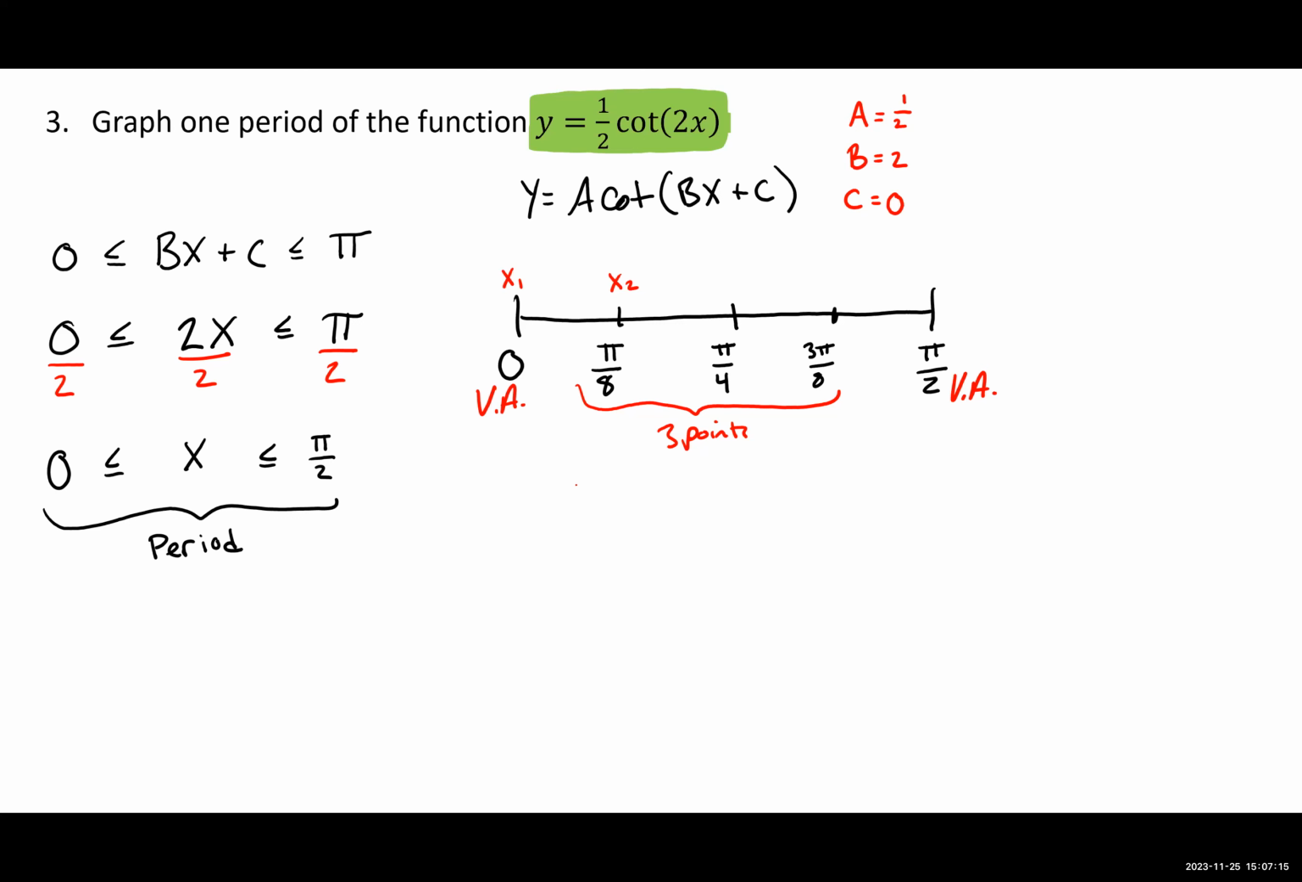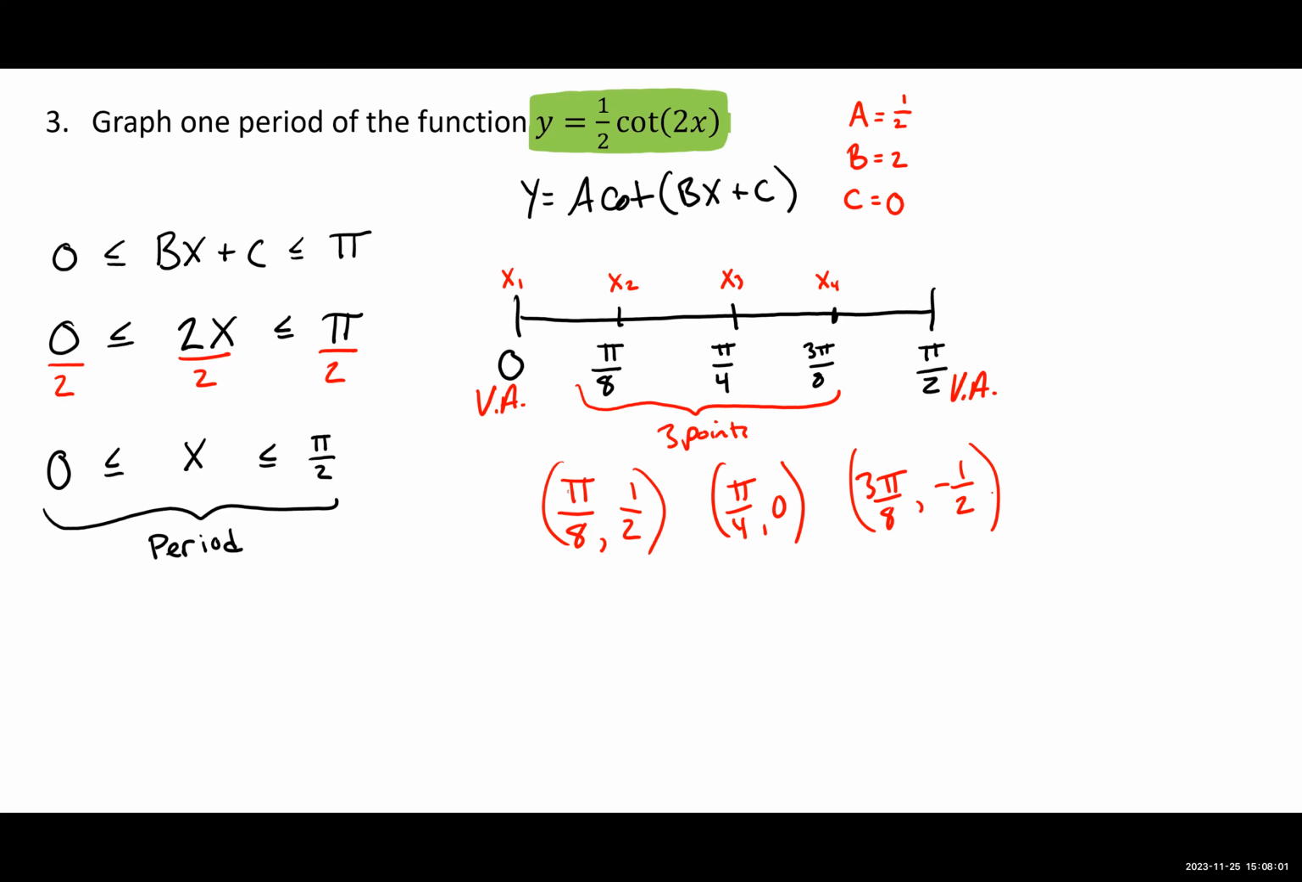x2, comma, a. So that's pi over 8, comma, a, which is 1/2. That is 1 point on the graph. x3, comma, 0. So that's pi over 4, comma, 0. That is another point on the graph. And then x4 comma negative a. So that's going to be 3 pi over 8 comma negative a. So negative 1/2. And that a is the vertical stretch or the vertical compression. So instead of ones, we're going to get 1/2.